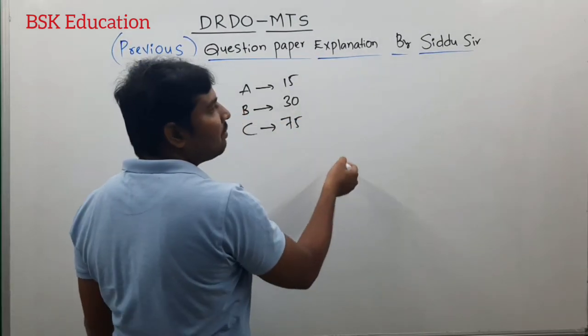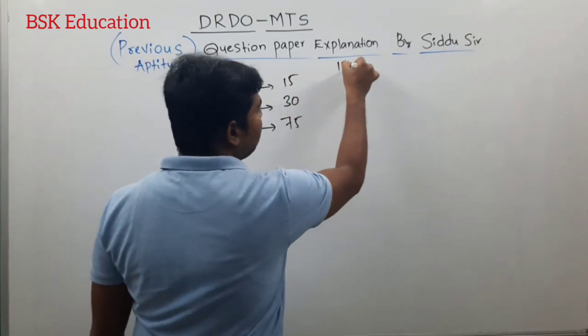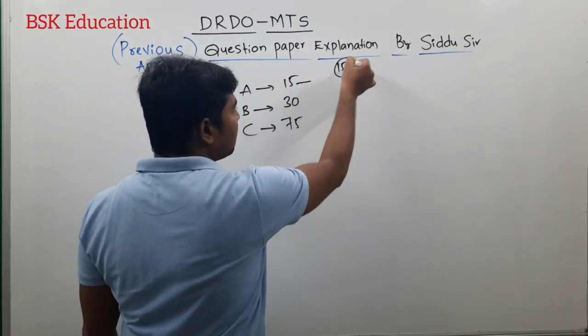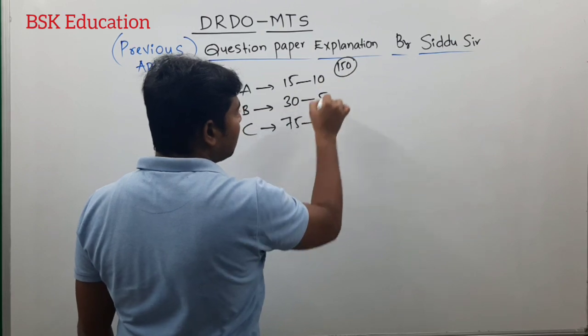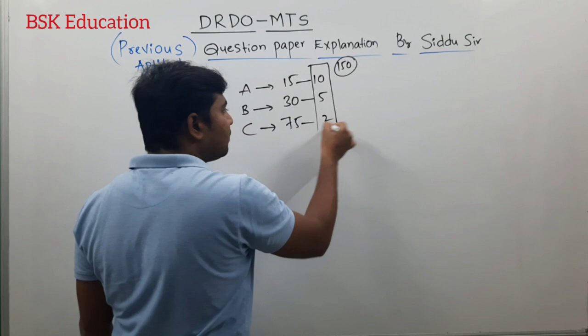Find the LCM of 15, 30, 75. The LCM is nothing but 150. So total units is 150. So 15 into 10, 30 into 5, 75 into 2. So these are the efficiency ratios.